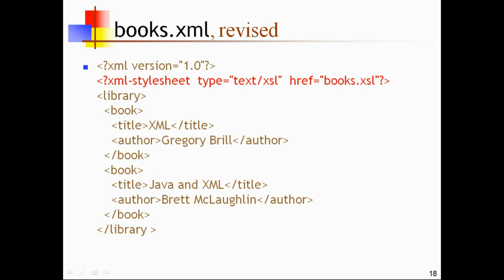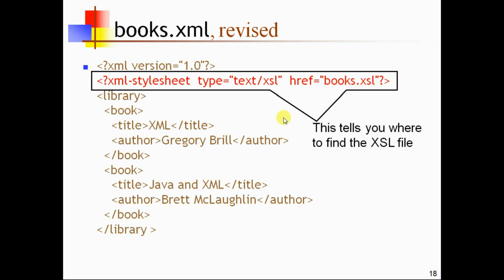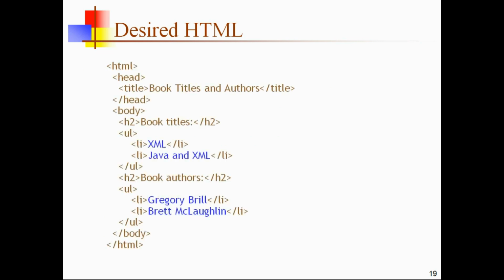For this we have to use a transformation. If you do a transformation, then only the XML program can be converted or transformed into another format. We have to link the books.xsl file to the XML. Let's see it in the practical part. This tells you where to find the XSL file. Now the desired HTML, you can have a simple view of how it will look.